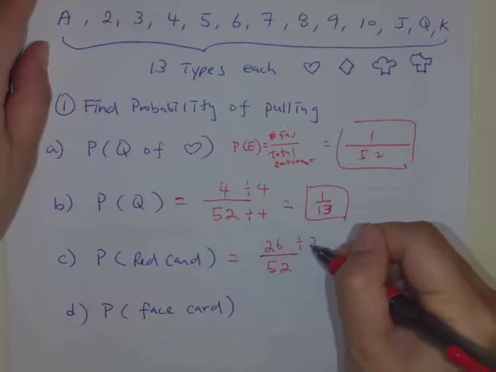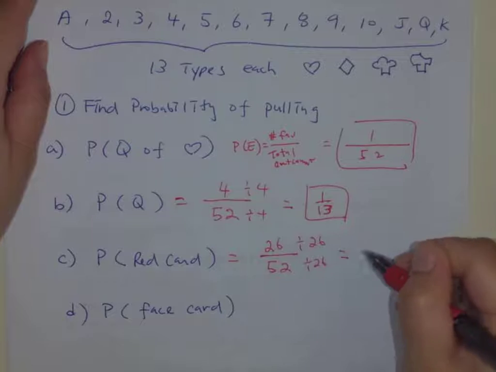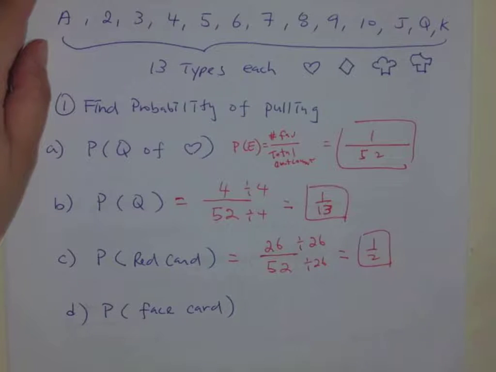26, so divided by 26, both top and bottom. It means half of the chance, or 50% of the time, I'm going to draw a red card, right?